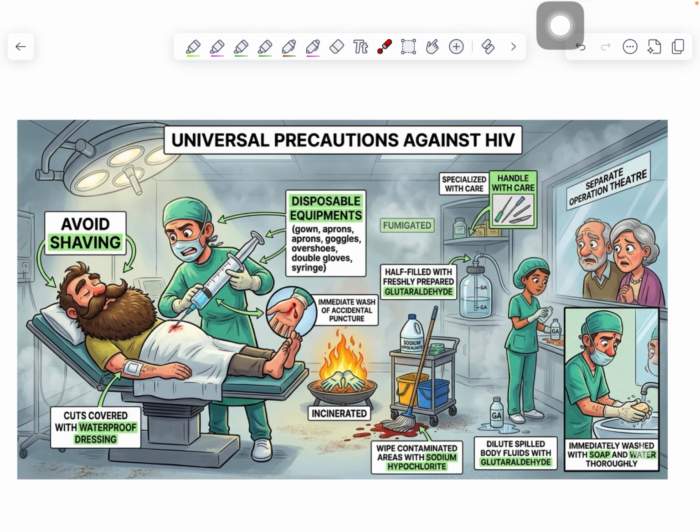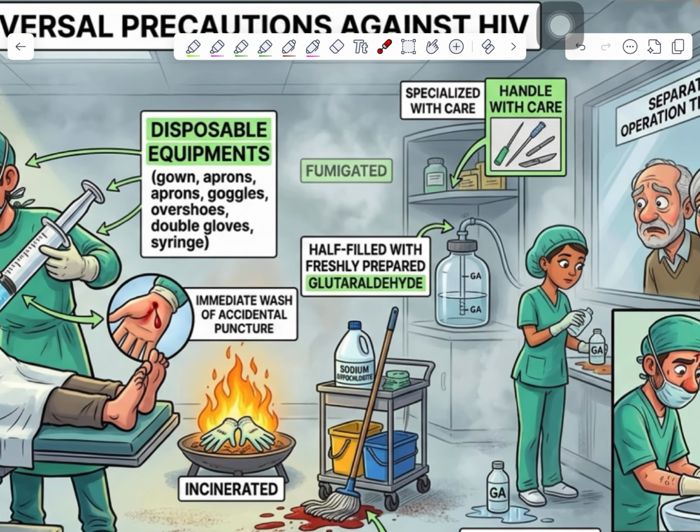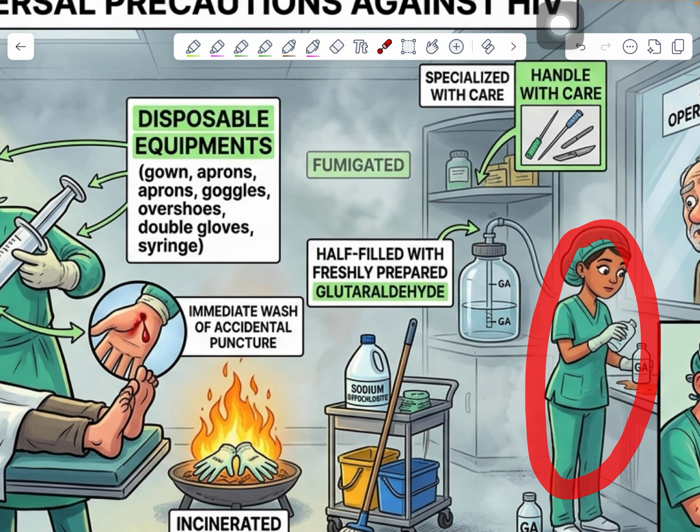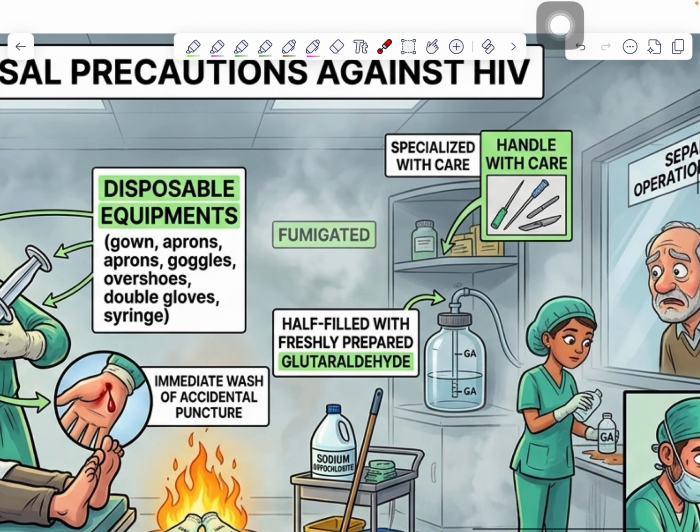Now you can observe here there is a separate suction bottle half filled with the freshly prepared glutaraldehyde which the sister is preparing here, and we have a shelf which is labeled as handle with care, having a lot of needles and blades specialized with the label handle with care.